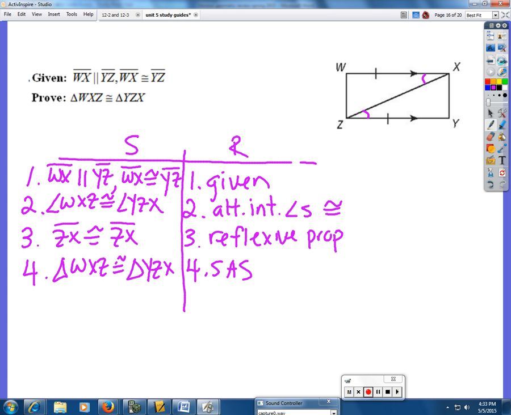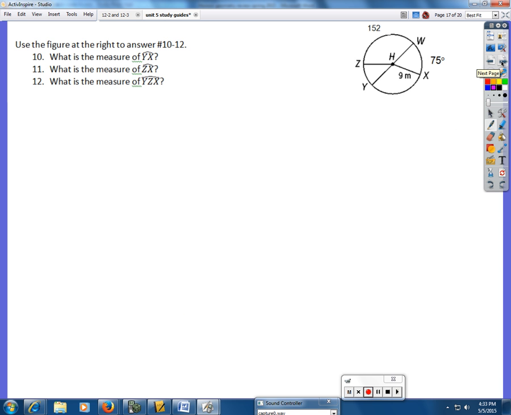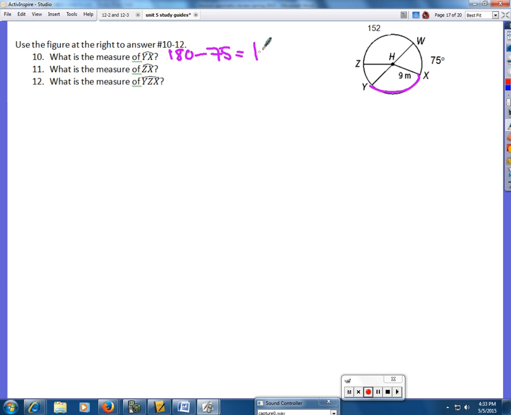Okay, that's number 9. Numbers 10, 11, and 12 all have to do with this circle. And that is 152 degrees, that's 75 degrees. I need to find arc YX. It's a minor arc because there's only 2, so I'm going this way. And arc YX I can find because I can see that all the way around from Y to X to W is 180 because that's a semicircle. So I'm just going to do 180 minus 75 because I don't want that piece. And that gives me 105 degrees. So for number 10, you get 105.